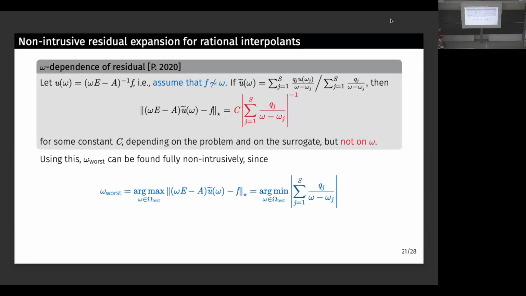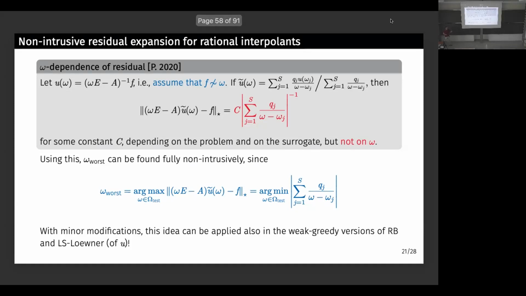Because remember, what we're after is just the argmax, not the max. We're just after the argmax of this function, and if we know how this function depends on omega, we can just rephrase this maximization of the residual into a minimization of the denominator, which is nice.